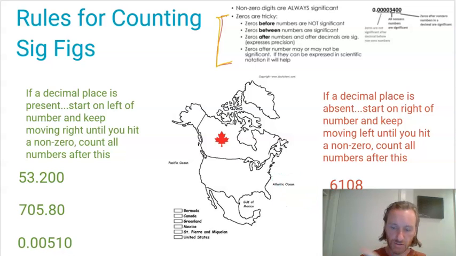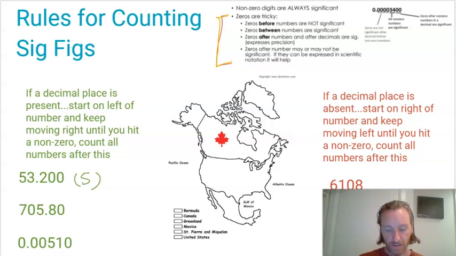Now in my little crutch method here, if a decimal place is present in the number, we're going to start on the left in the Pacific Ocean side. And we're going to keep going until we hit a non-zero and count all the numbers after this. So in the first one, decimal place is present, but we're going to hit that number 5 straight away over here, and we're going to count everything after that. So we have 1, 2, 3, 4, 5. Okay, so we actually have 5 significant digits there.